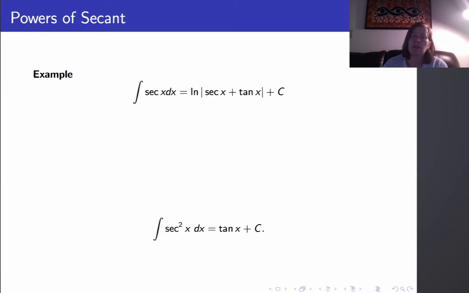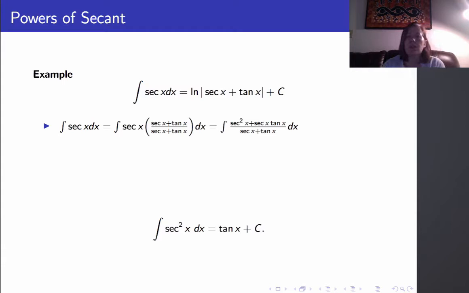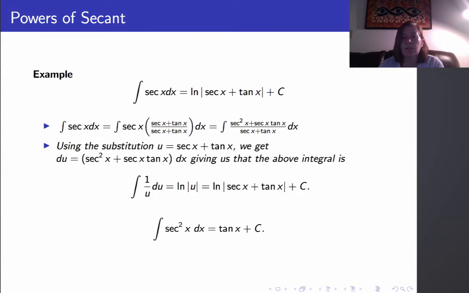The integral of secant of x is the natural log of the absolute value of secant of x plus tangent of x plus a constant. There's a little bit of a trick to this. If I want to integrate secant, what I can do is multiply by the quotient secant of x plus tangent of x over secant of x plus tangent of x. And then this new function is still equal to secant of x. Multiplying secant of x by the numerator there, I get secant squared of x plus secant of x times tangent of x, and the denominator is secant of x plus tangent of x.